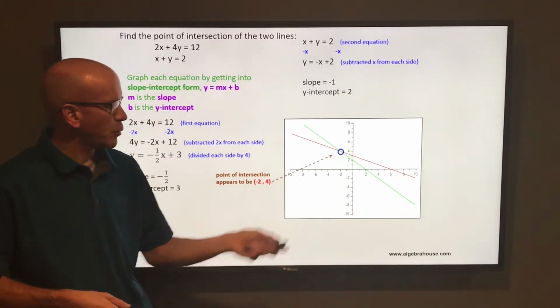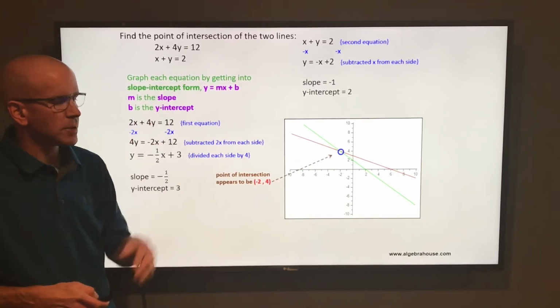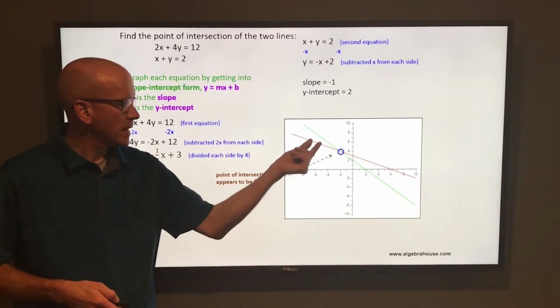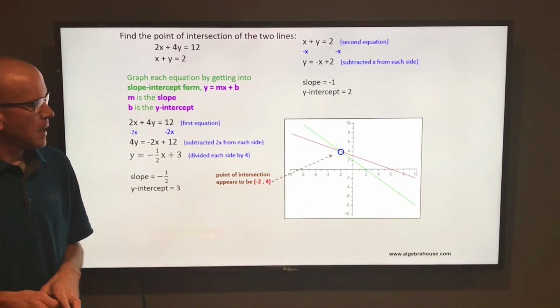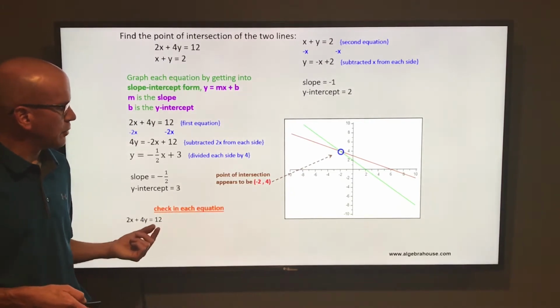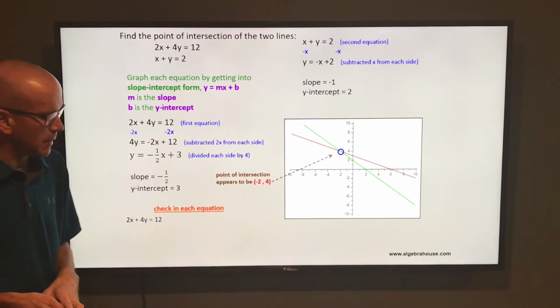Now, you can see where those 2 lines meet. They meet at the point -2, 4. So -2, 4 is the solution to that system. In other words, that is the only point that those 2 lines share. And if you take those coordinates, -2 in for x and 4 in for y, into each equation, you would get a true statement in both equations.